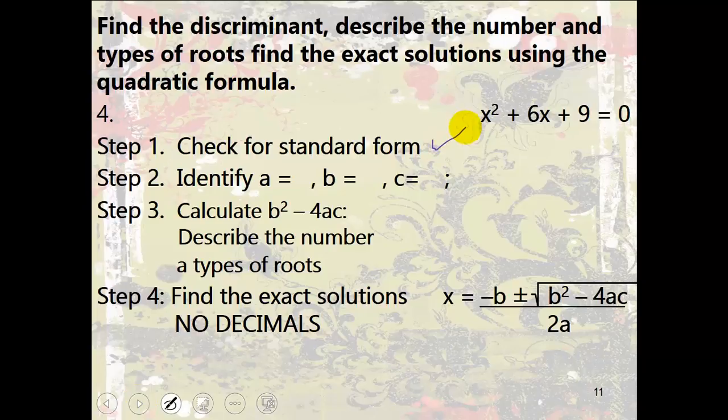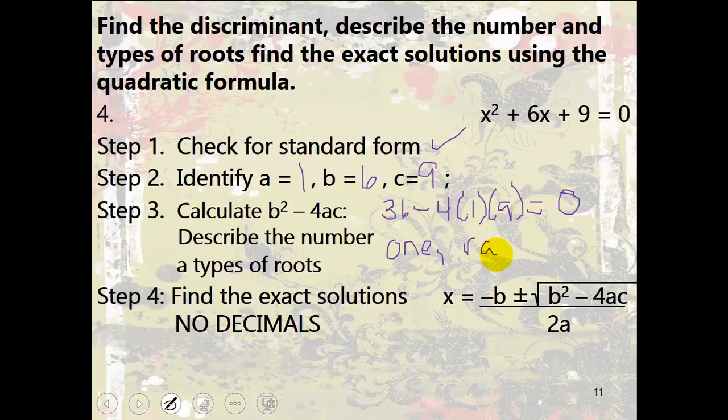We are in standard form. Our A, B, and C is 1, 6, and 9. Our discriminant is 36 minus 4 times 1 times 9. That's going to be 36 minus 36, so that's 0, which is going to give me 1 rational root, which means I'm going to have 1 ordered pair.